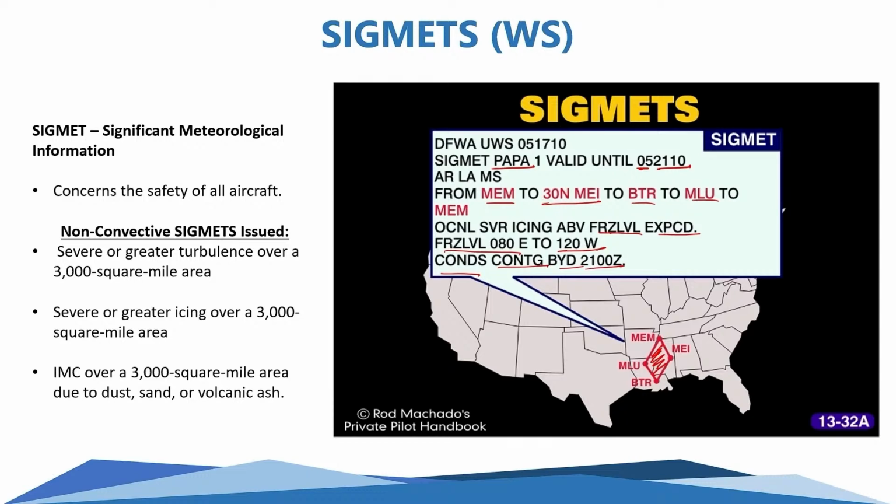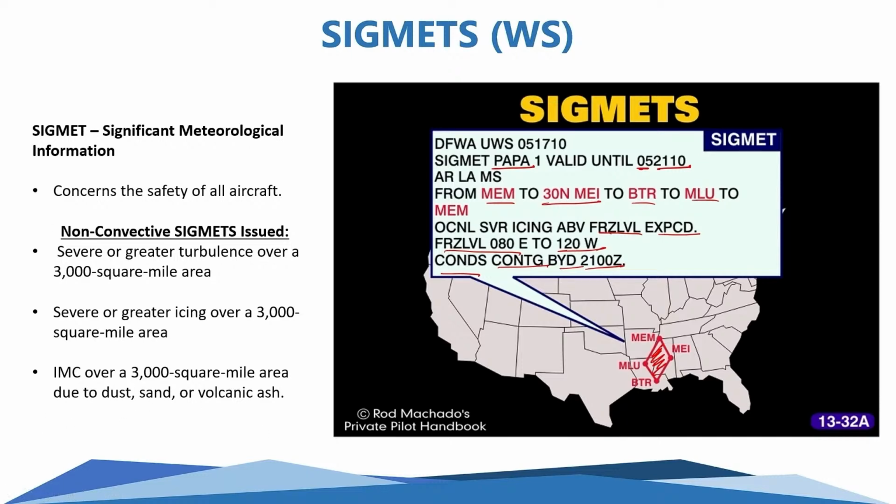Now, with this, these would be the conditions. So we've got severe or greater turbulence over a 3,000 square mile area, severe or greater icing over a 3,000 square mile area, or instrument meteorological conditions, IMC, over a 3,000 square mile area, and it has to be due to dust, sand, or volcanic ash. So any one of those conditions over that large area would basically warrant the issuance of a SIGMET.